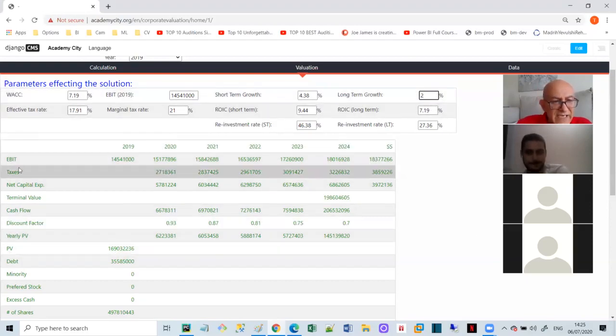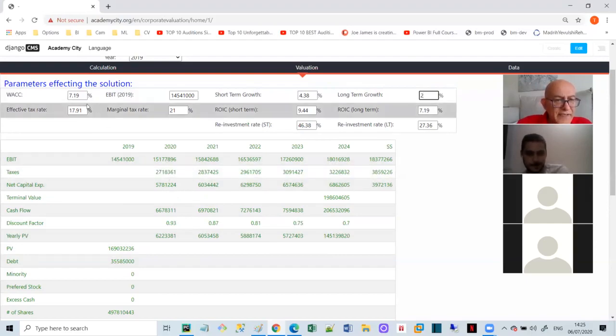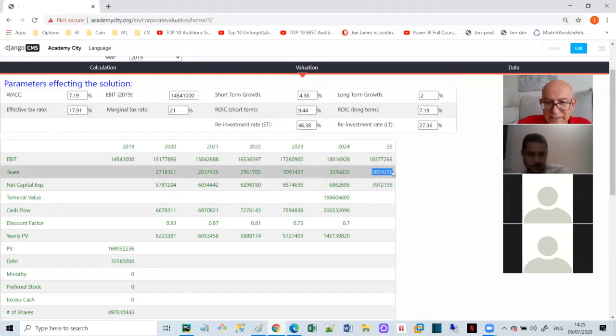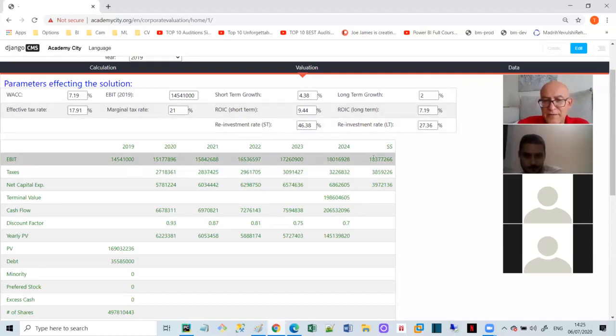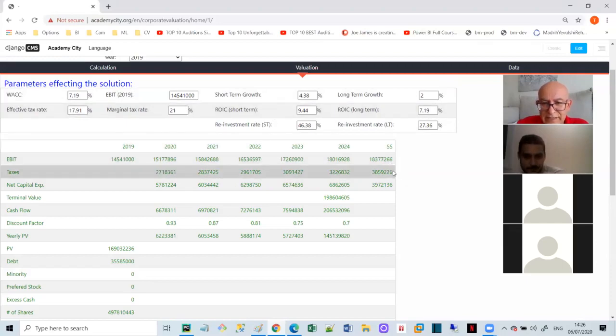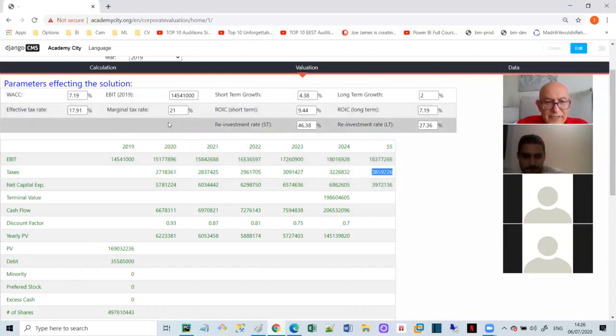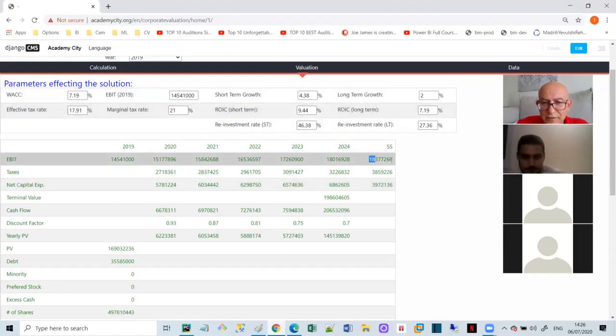For calculating the taxes, you shouldn't use the effective tax rate. You should use the marginal tax rate. So how do you get this number? This one is basically 17.91% times this number, okay? Don't get confused. Don't take the 21%. No, it's 21%, you say, not the effective. 21% for the steady state. So this number is 21% of this number.